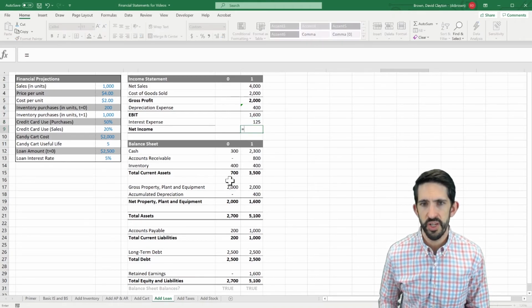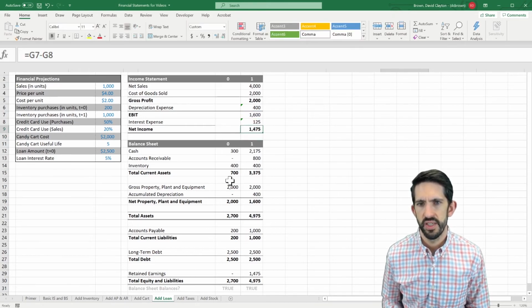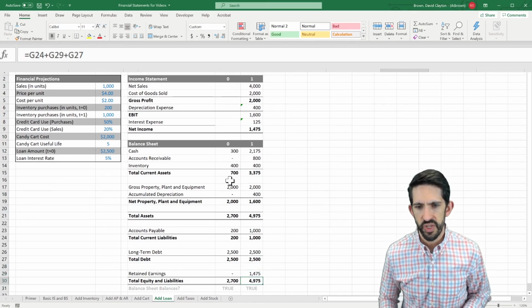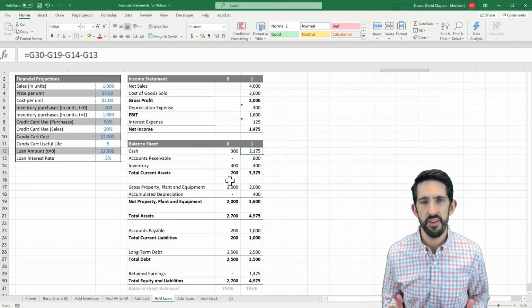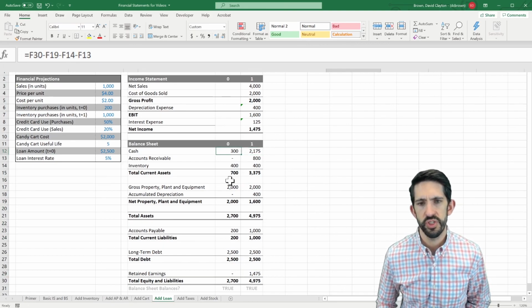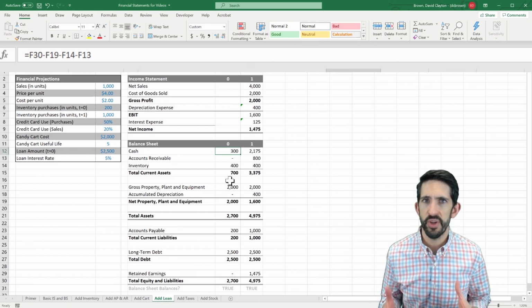We can now update our net income to be EBIT minus interest, and we have $1,475. So now we can check that flowed through to our retained earnings. It affected the cash on our balance sheet, and now everything is tying back together, and we've incorporated the debt. We solved our cash problem, and now we can start thinking about a few more complexities in our financial statements.